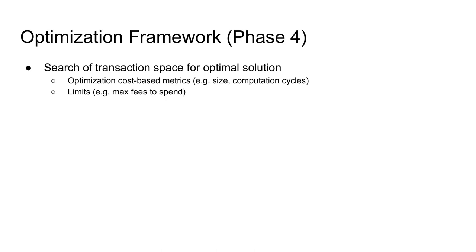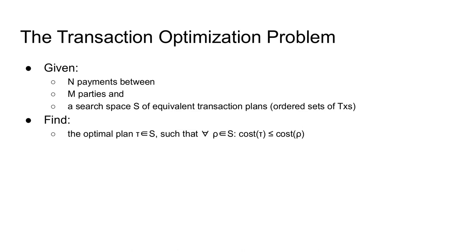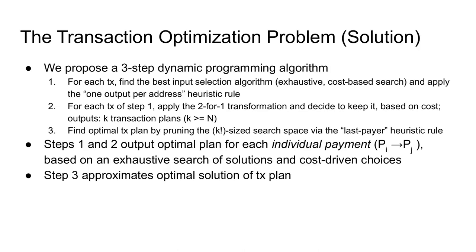pay. So when we group them all together, let's first revisit the optimization problem under this new light, this framework that we devised. So again, we have N payments between M parties and a search space S of equivalent transaction plans. And each plan is practically an ordered set or a list of transactions. And the problem is to find the optimal plan which minimizes the cost of the state. So after each of these transactions in the plan is performed, the cost of the state is as small as possible.